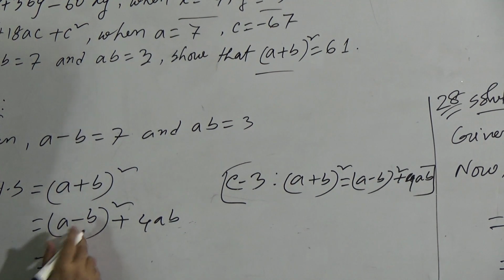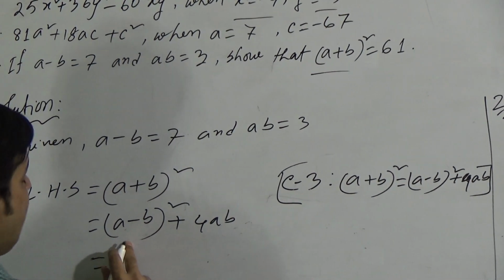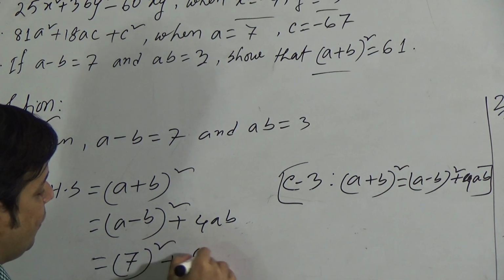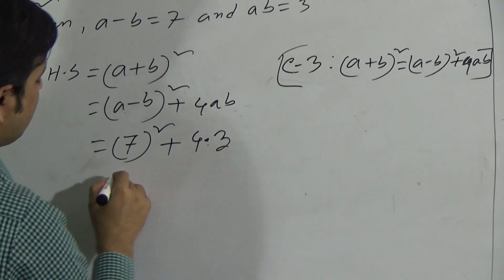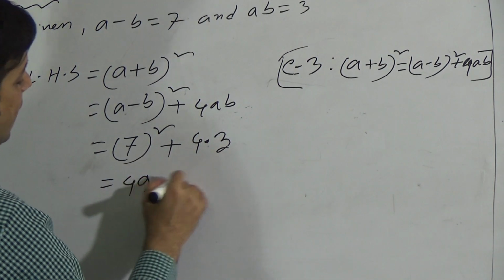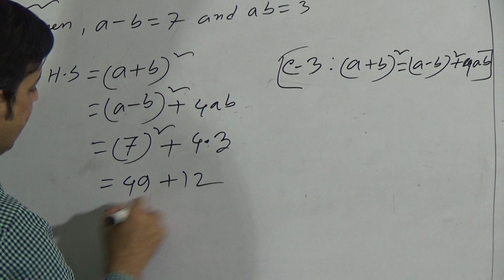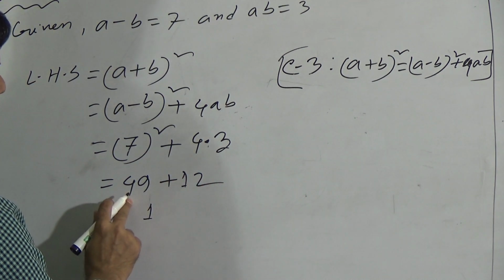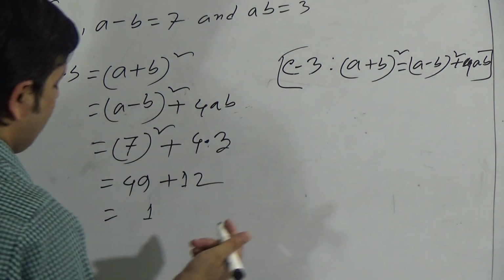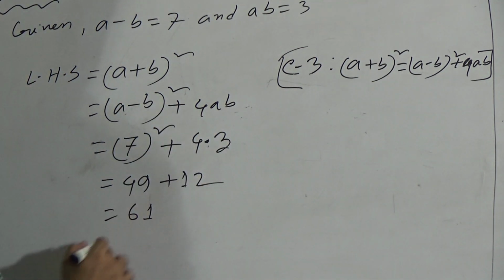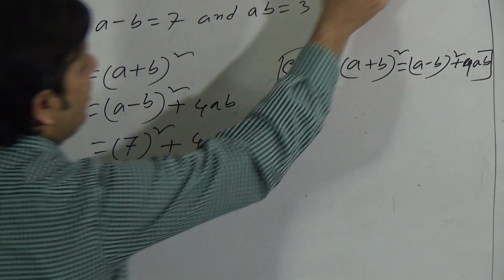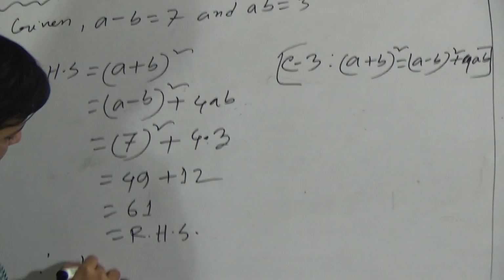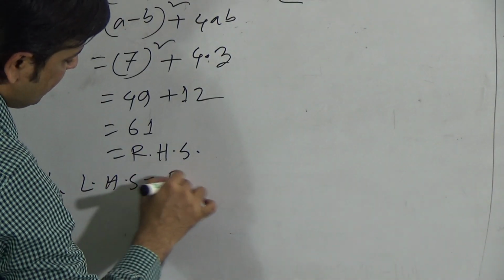So put the value of a minus b. What is a minus b here? a minus b is 7. So write 7 square plus 4 into ab, which is 3. So 7 square means 49 and 4 into 3 means 12. Now add these two. 9 and 2 is 11. 1 and 4 is 5 and the remaining 1 is 6. 61. This is our right hand side. See the right hand side, that is 61. Therefore left hand side is equal to right hand side.